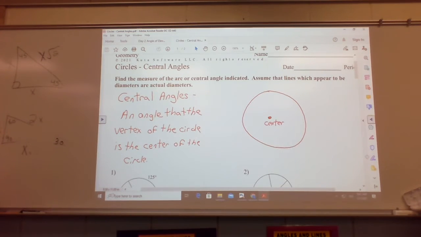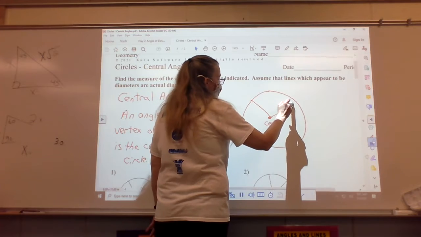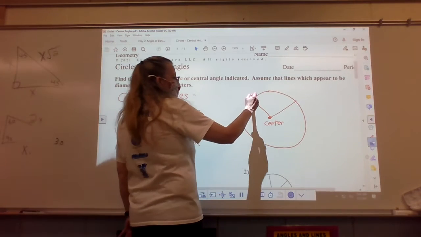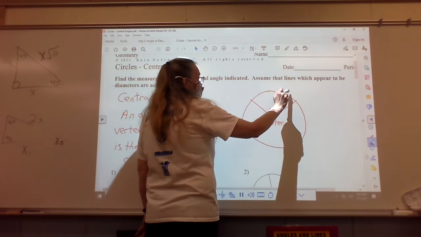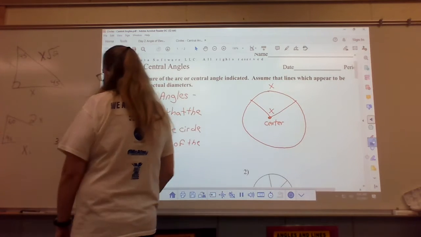My center's a little off, but that's okay. And what I want you to do is create an angle where the vertex is the center and goes back out. We're done with triangles, but I don't have a triangle. It's an angle inside the circle. So this is the angle. I'm going to put an X here. This is the arc that gets created from that angle. I'm also going to put an X there.